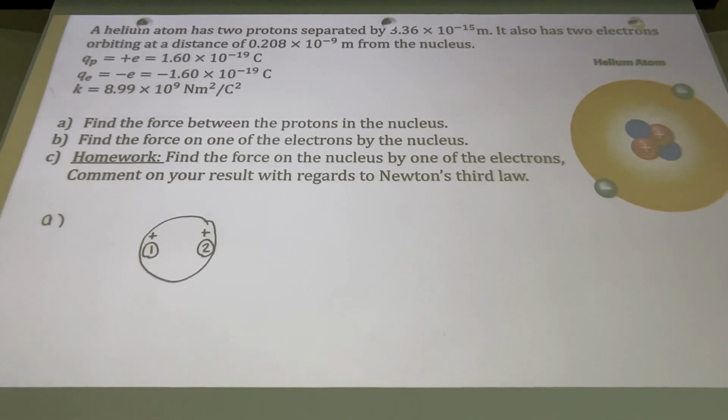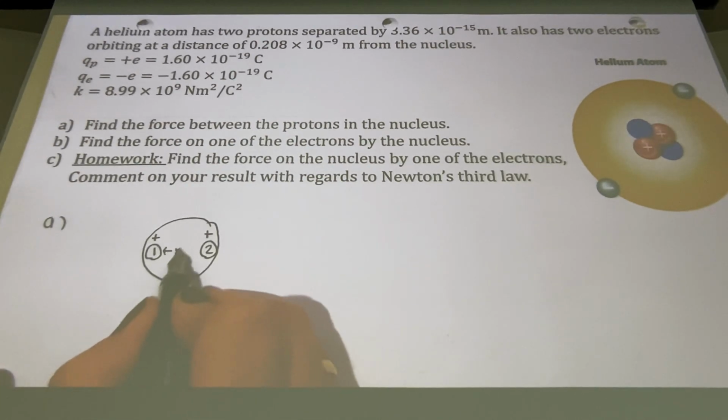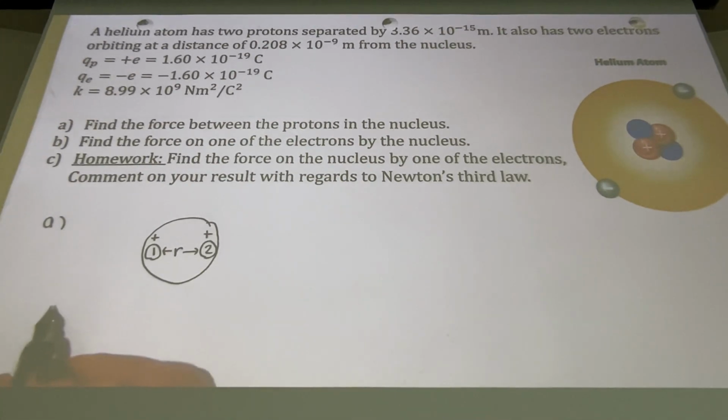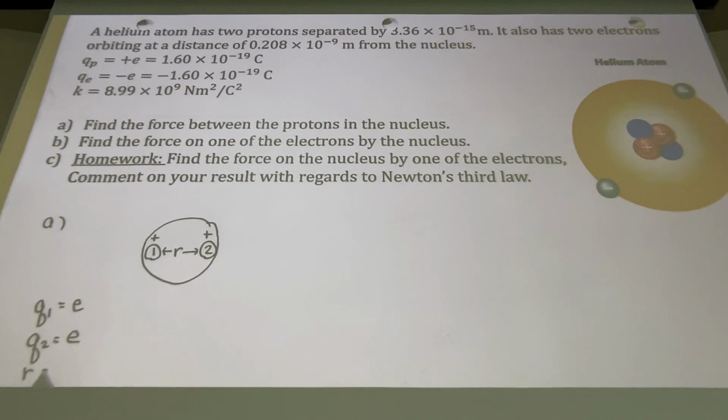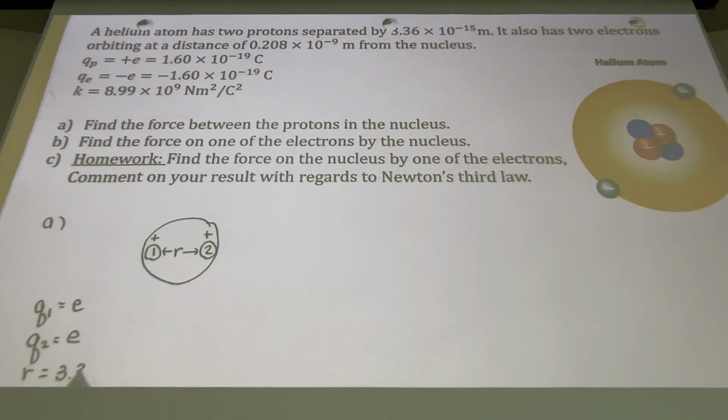Okay, I think that's a little better. The 2 protons are separated by distance. We always call that distance R. So let's write down the things that we know. The size of the charge 1 is the fundamental charge E. The size of charge 2 is the fundamental charge E. That distance R is the size of my nucleus, 3.36 times 10 to the minus 15 meters.